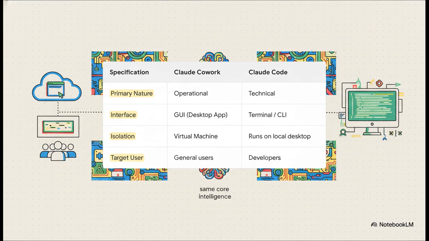What's super interesting here is how they're built for their specific user. See, Cowork, the one for everyday users, runs inside a sandboxed virtual machine. That's for safety, right? It can't accidentally go and mess with your important system files. But Code, the one for developers, runs right there in the command line, giving it that deep system access it needs to build software and debug things.